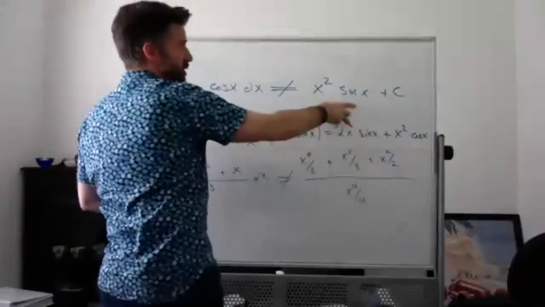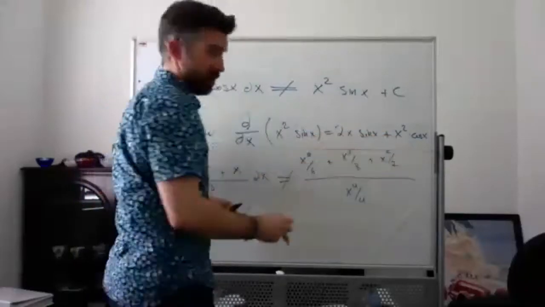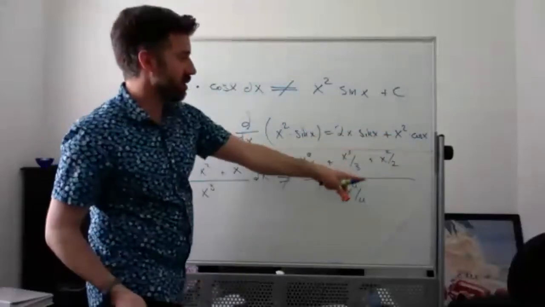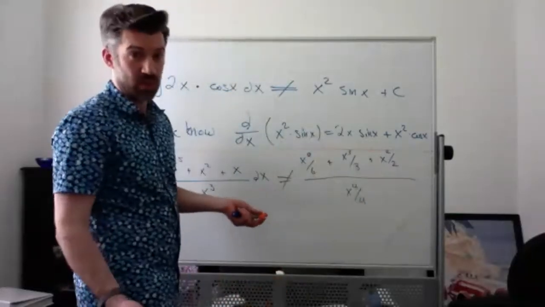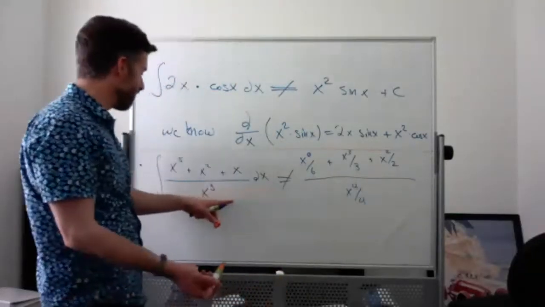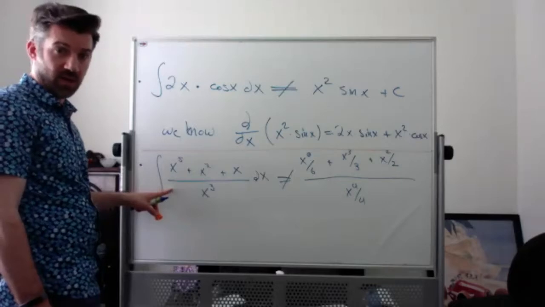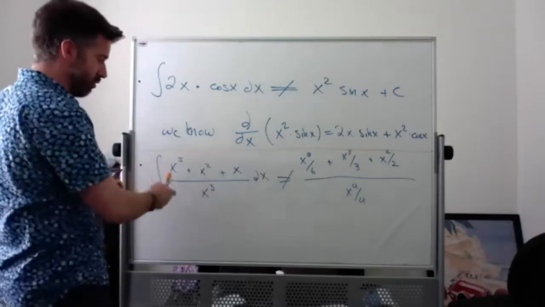is because when you differentiated this, you had to use the product rule to get your answer. The same sort of thing is true here. If I was going to differentiate this, I'd have to differentiate it using the quotient rule, which would definitely give me something very, very different than this integral here. Sorry, than this integrand here.